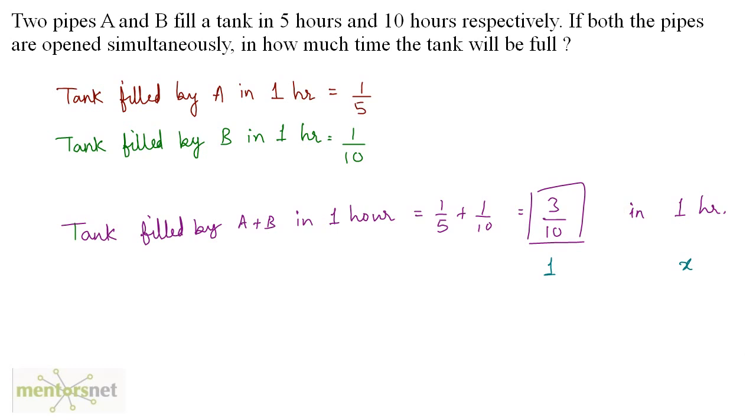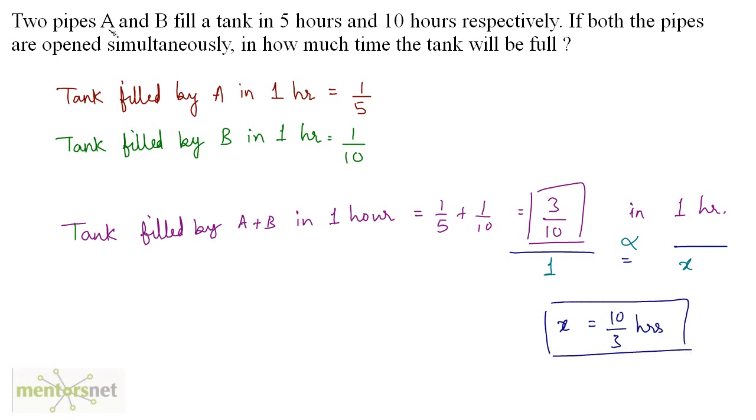Now this is directly proportional, so I can take the ratio and equate. Therefore the value of x is 10 by 3 hours. So in 10 by 3 hours, when both these pipes are open, the tank is going to fill up to the brim. So that's what we have in this video. Solve the questions in the question sets.